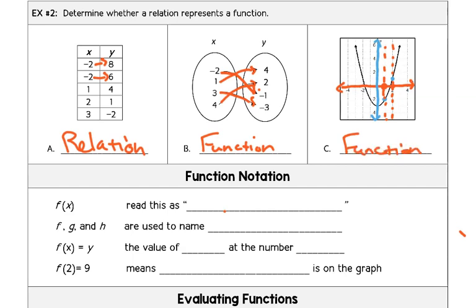All right? And what I just did, drawing those vertical lines in the graph, that's actually called the vertical line test to determine whether or not we have a graph of a function, which we'll see later on in our guided notes.